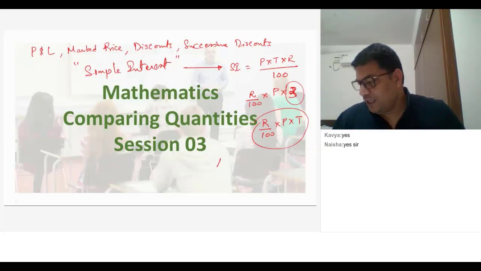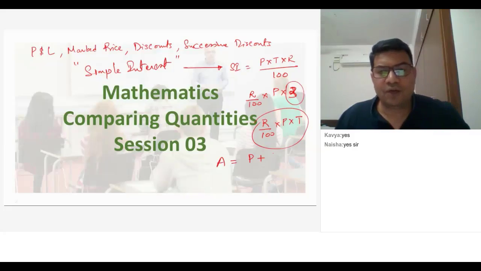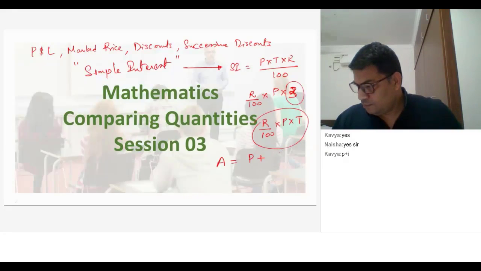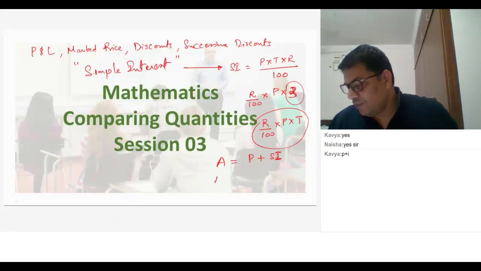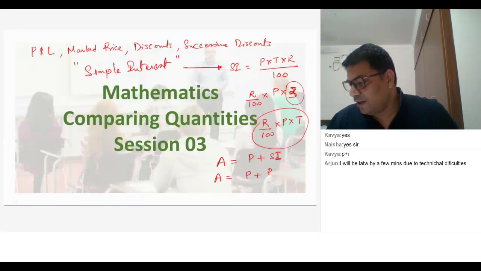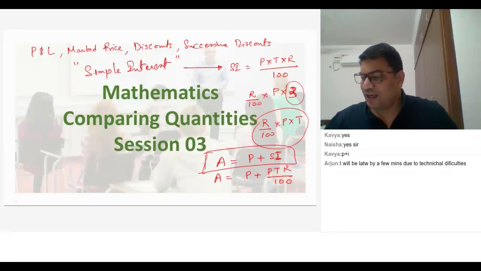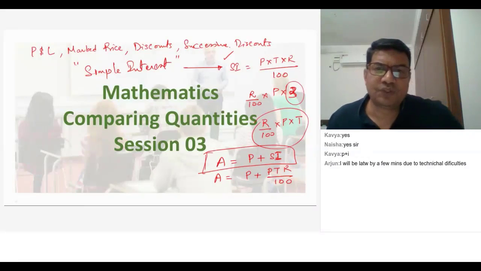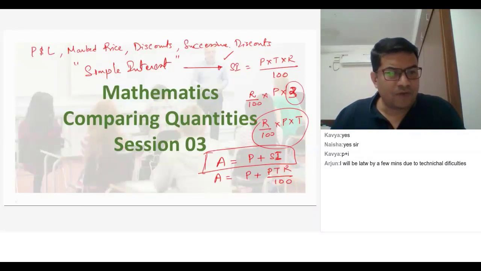So what's the other important formula that we learned? That amount is nothing but principal plus simple interest. In the simple interest case, A is equal to principal plus simple interest, where simple interest is PTR by 100. But we said if we know this basic formula and how to calculate simple interest, we can transpose the equations and simplify to get to the answers. And we solved a lot of problems in that.